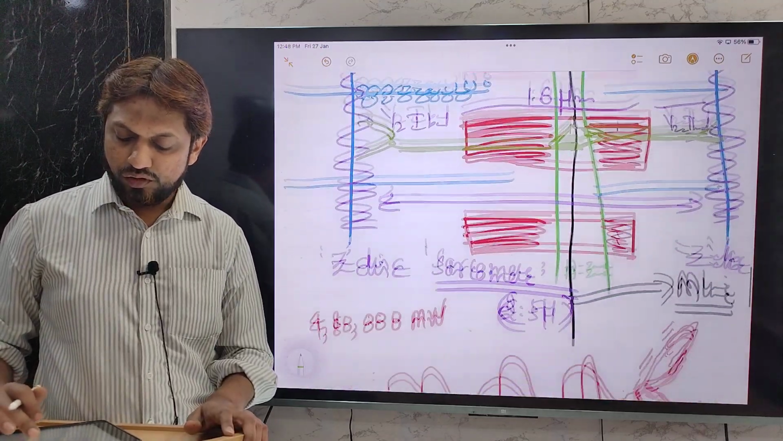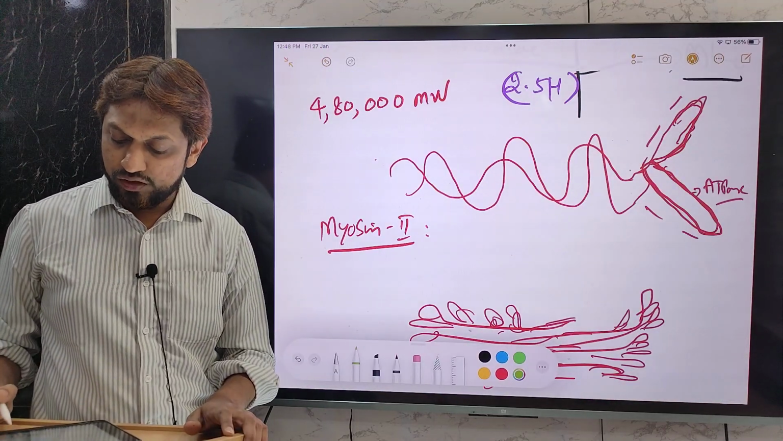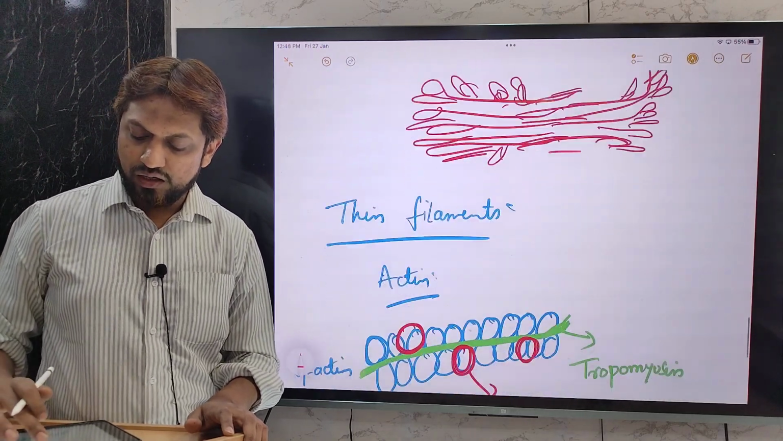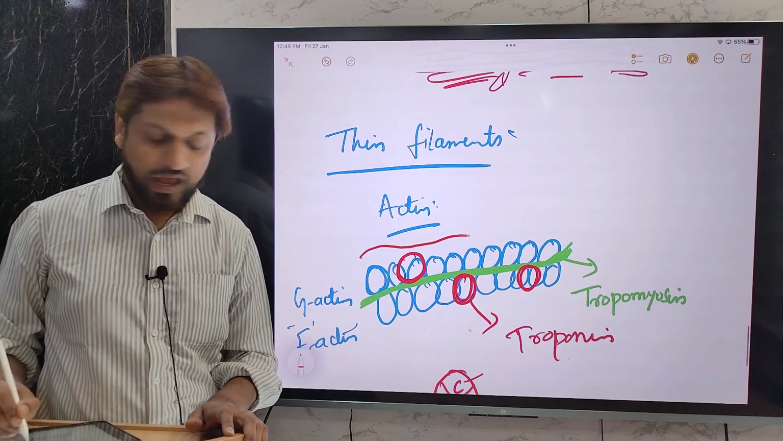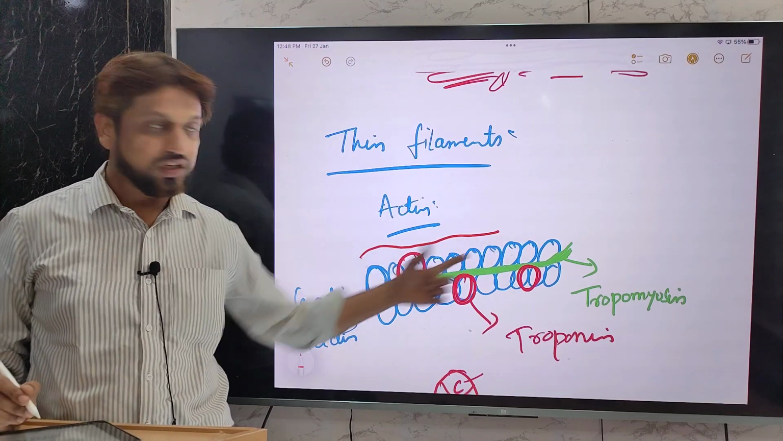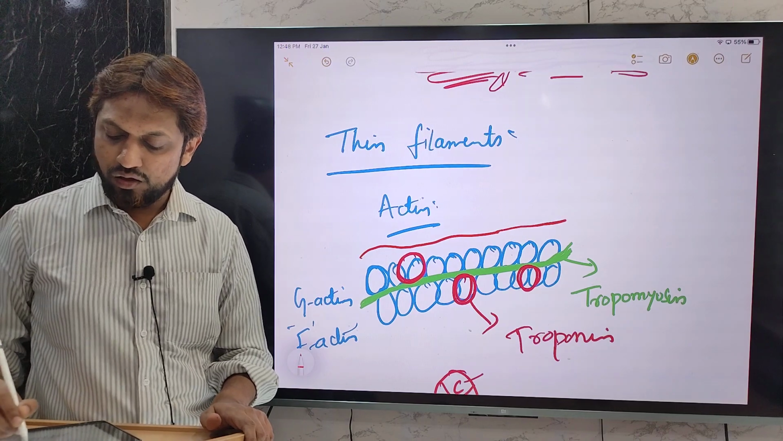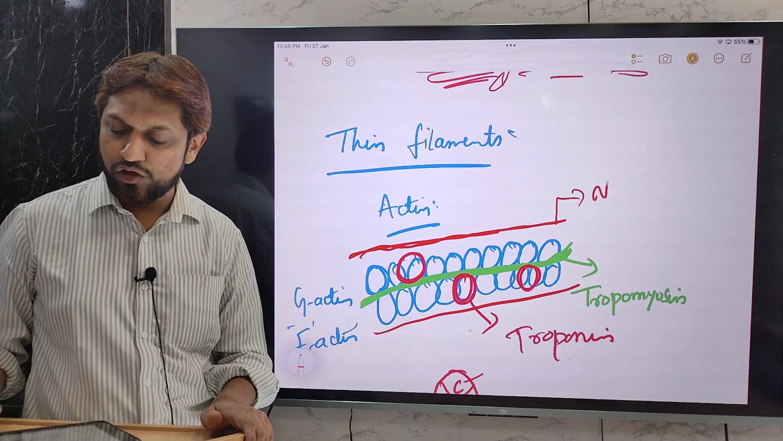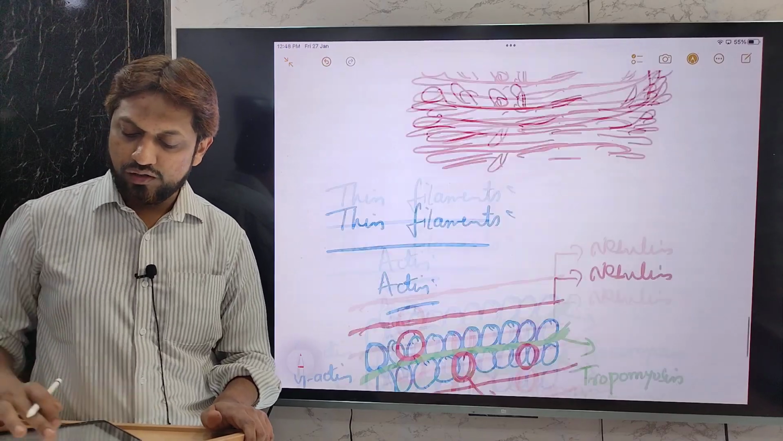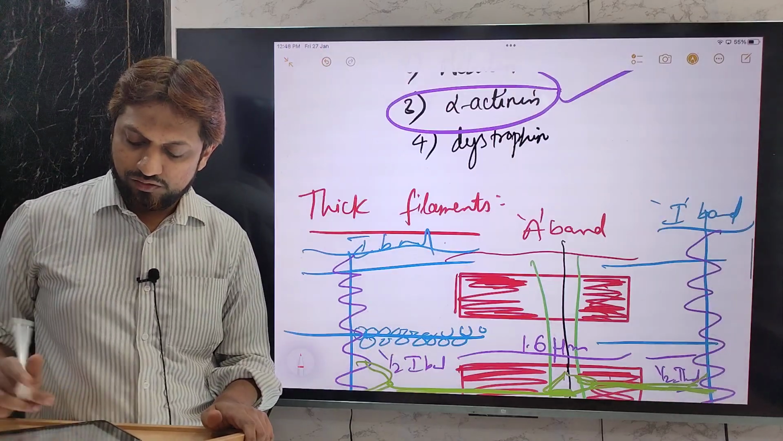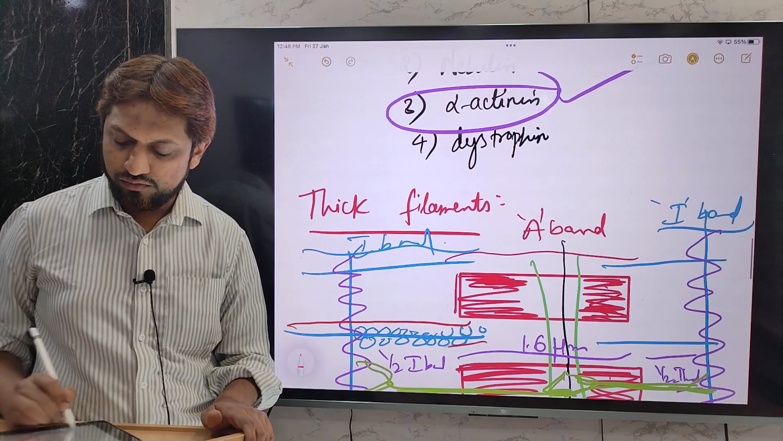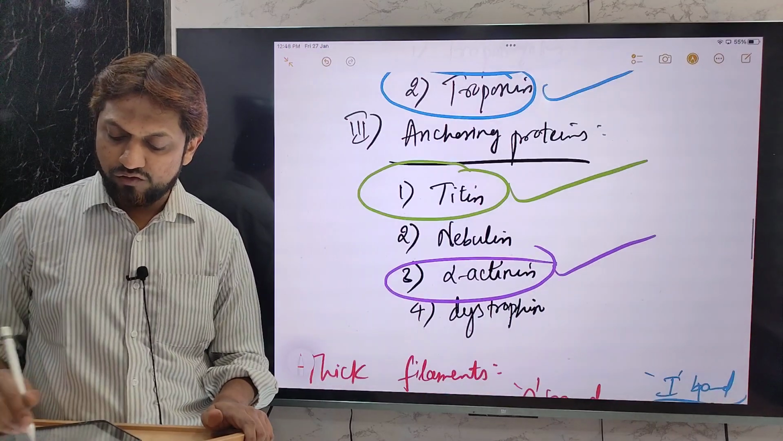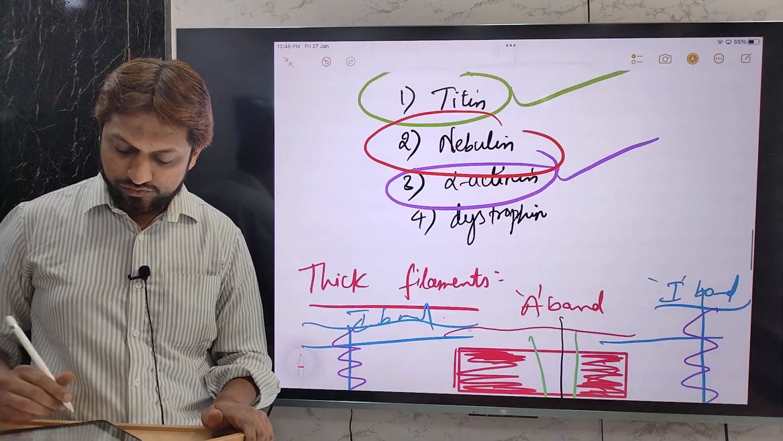Nebulin is present as a ruler or marker over the thin filaments. As you know, the thin filament is made up of actin, so throughout the I band nebulin acts as a marker or ruler. This is called the nebulin protein, and it is present in the thin filament. Then one more is alpha dystrophin, or just dystrophin.